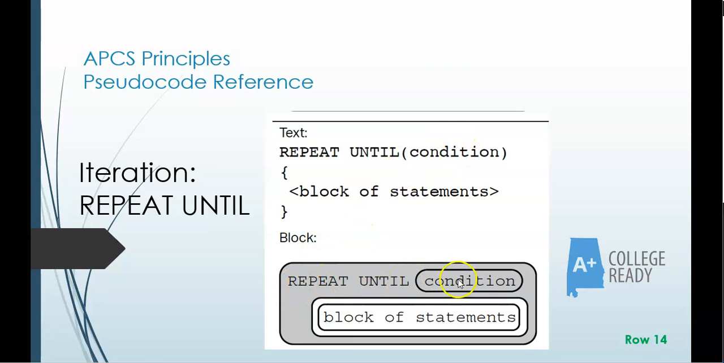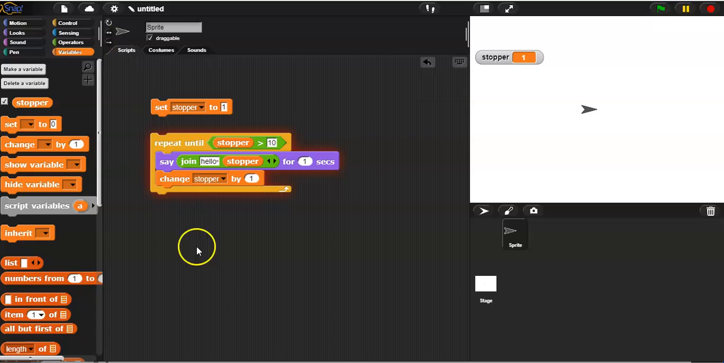You have the words repeat until, the condition is up here, and the statements that repeat are in this section of the block. So let's go ahead and see what this would look like in Snap and then what it would look like in Python. In Snap, it's almost verbatim exactly the same thing.